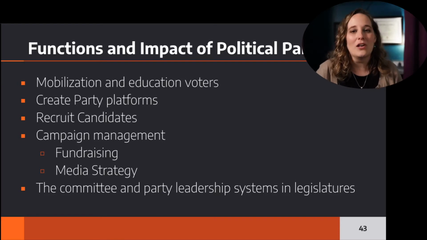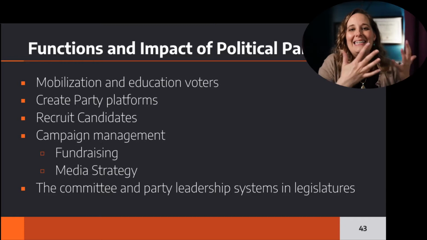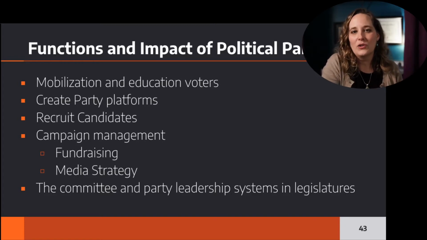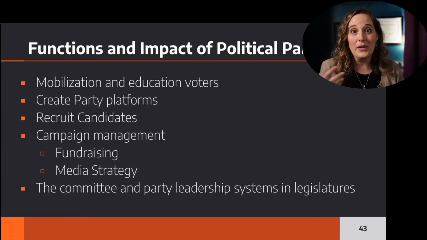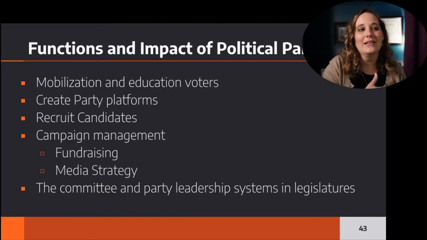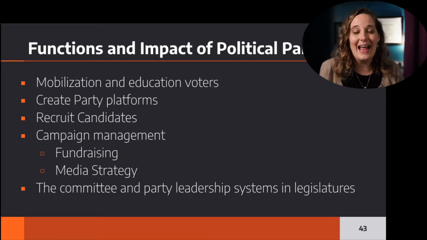The political party is also responsible for creating the party platform, or the ideals on which the party is going to stand for that particular election. We'll actually look at party platforms a little bit more in class later. Their third job is to recruit candidates that people will actually want to vote for. The more likable their candidate, the more closely aligned to their party platform, the better chance that candidate has of winning that election.